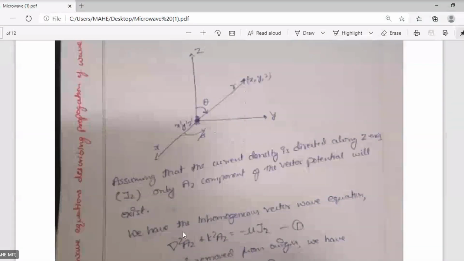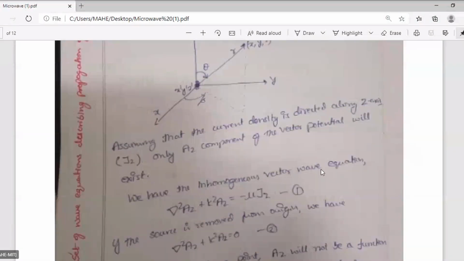So we have the inhomogeneous vector wave equation: del square Az plus k square Az is equal to minus mu Jz. The vector sign is removed throughout, because the z-cap cancels throughout. So you get this equation in terms of Az.